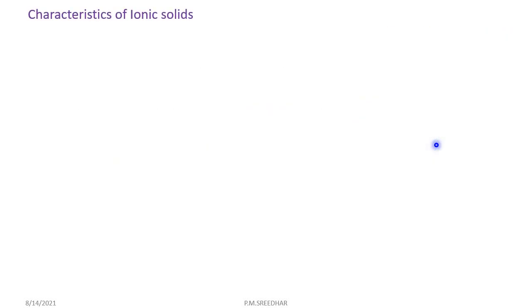Characteristics of ionic solids. Point number 1. Ionic solids have high melting point. Why do they have high melting point? The reason is that between cations and anions there are strong electrostatic attractions. Due to this, ionic solids have high melting point. For example, sodium chloride has a melting point of 800 degrees C.